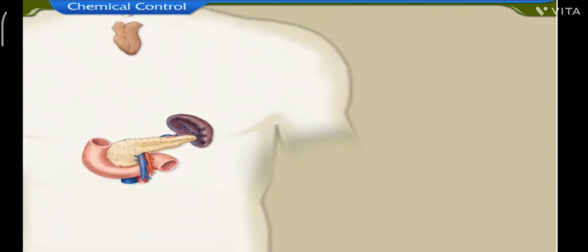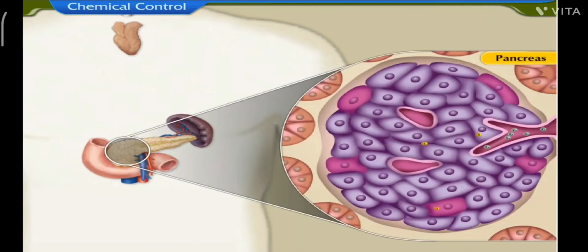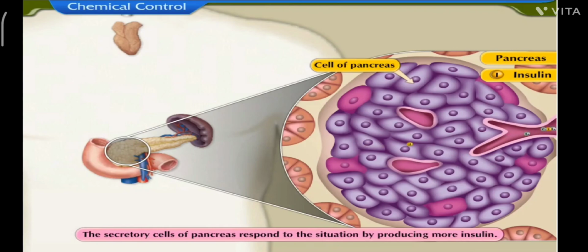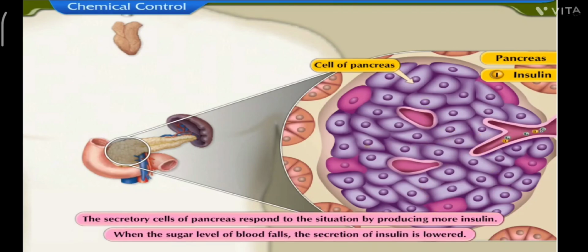For example, consider the endocrine gland pancreas, which secretes hormone insulin. When the sugar level of blood rises, it is detected by the cells of the pancreas. The secretory cells of the pancreas respond to the situation by producing more insulin. When the sugar level of blood falls, the secretion of insulin is lowered.